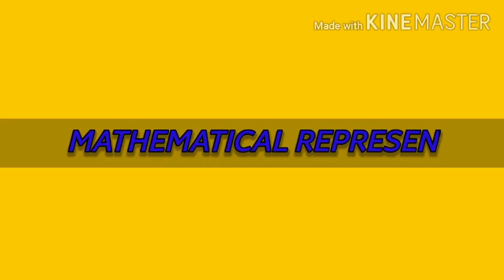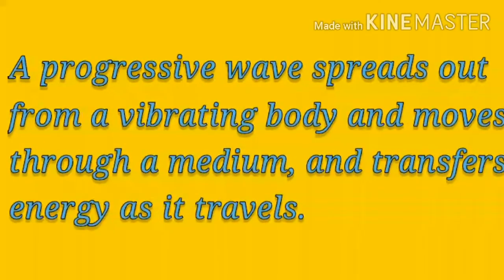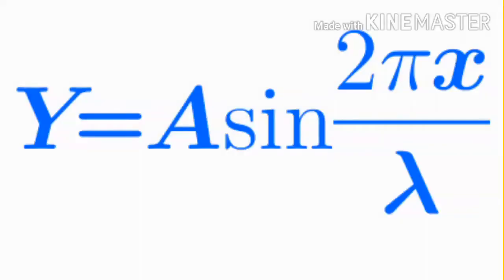Let's consider the mathematical representation of progressive wave motion. A progressive wave spreads out from a vibrating body and moves through a medium, transferring energy as it travels. These waves transfer energy as they travel. So we have an equation for this.